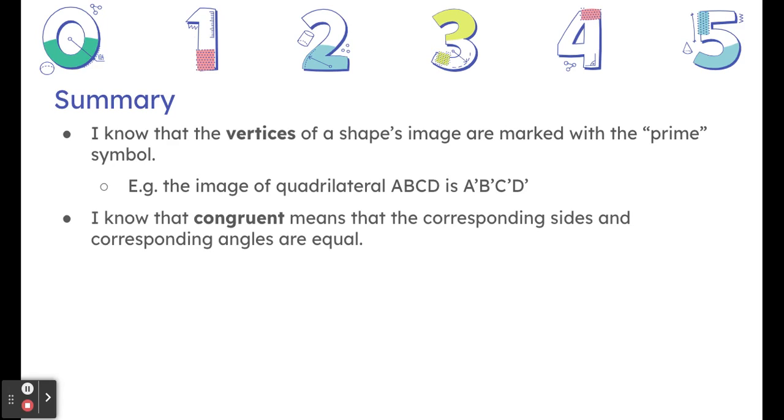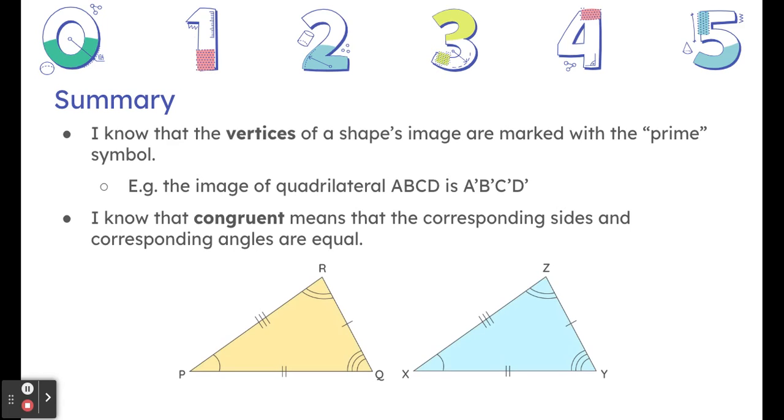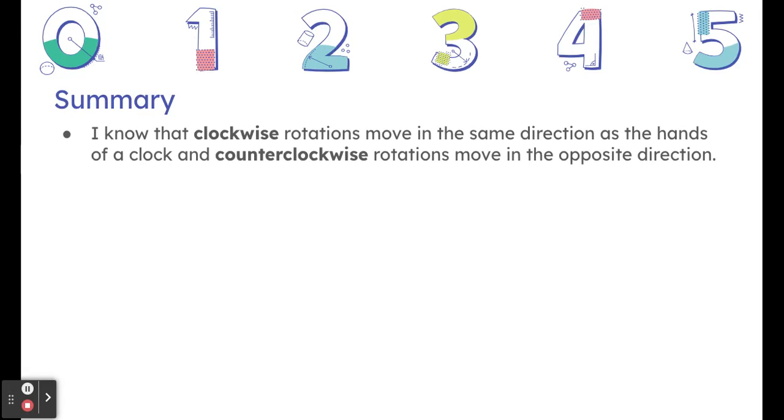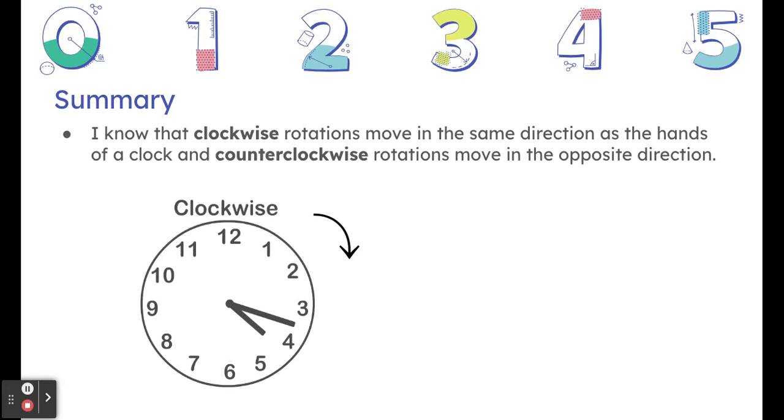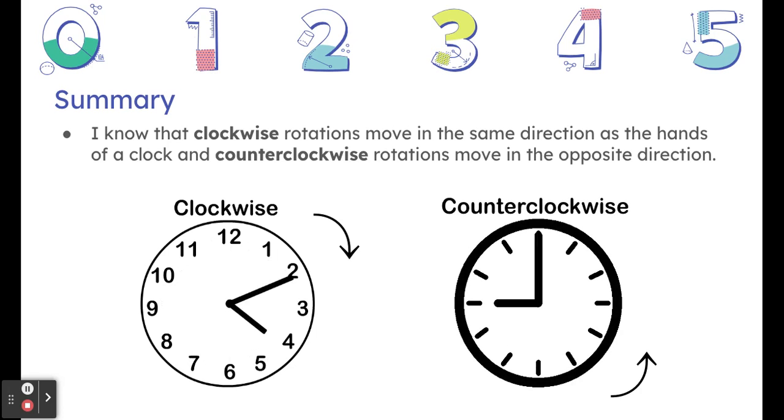I know that congruent means that the corresponding sides and corresponding angles are equal. I know that clockwise rotations move in the same direction as the hands of a clock, and counterclockwise rotations move in the opposite direction. So here's our clockwise rotation moving. The hands are moving in the same direction as the hands of a clock, and counterclockwise goes the opposite way. And there's the image showing you that. Don't get dizzy.